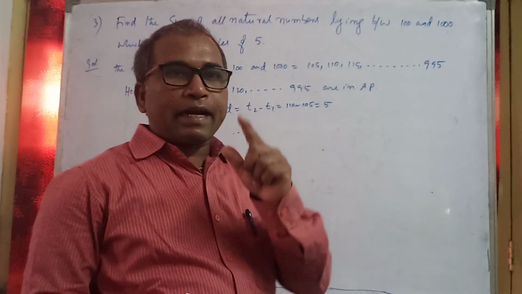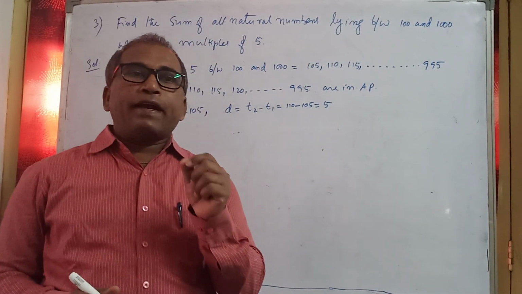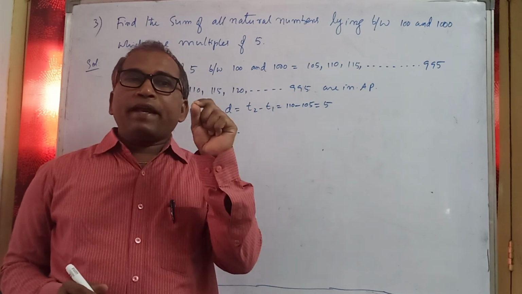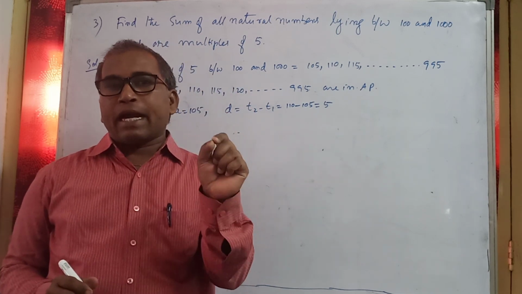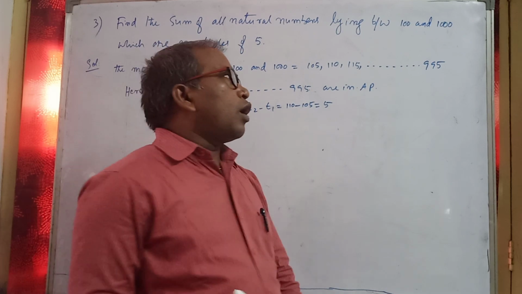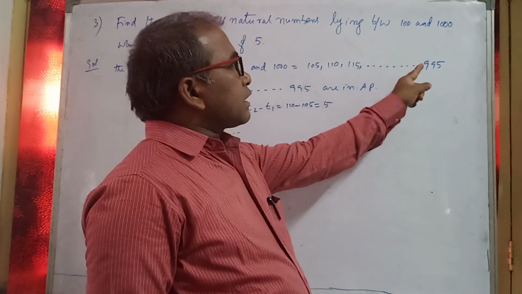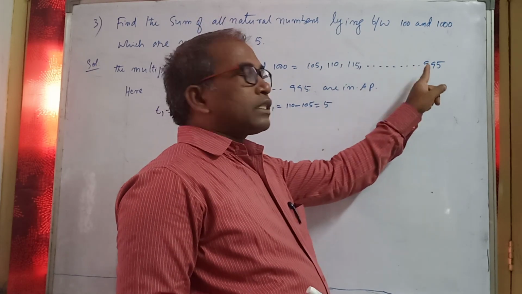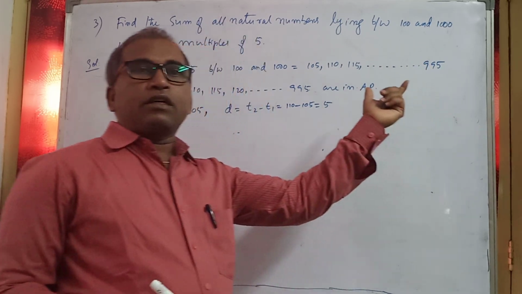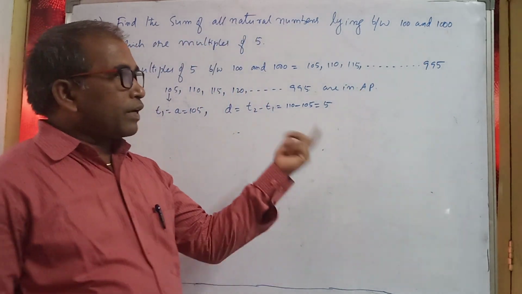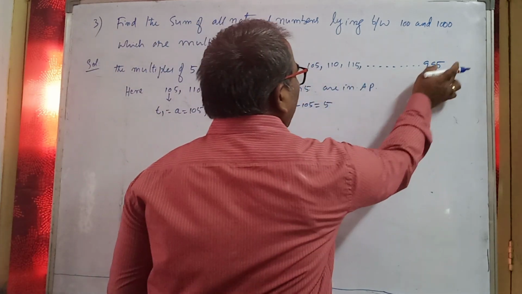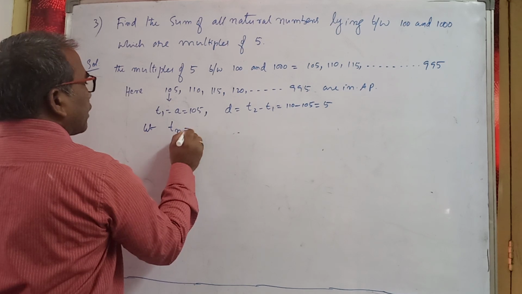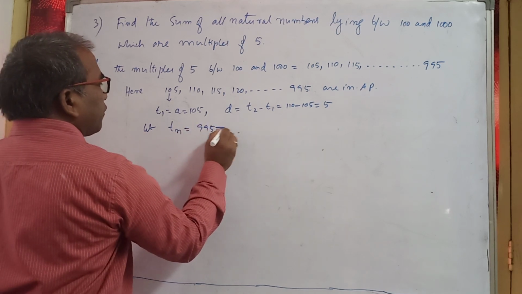I told you very clearly, in order to find the sum of n terms of an AP, we must know how many terms we are going to add. That is very important. Here, the last term we know, but how many terms? Is it the 20th term? The 30th term? We don't know. So first confirm how many terms we are going to add. Let Tn be 995.